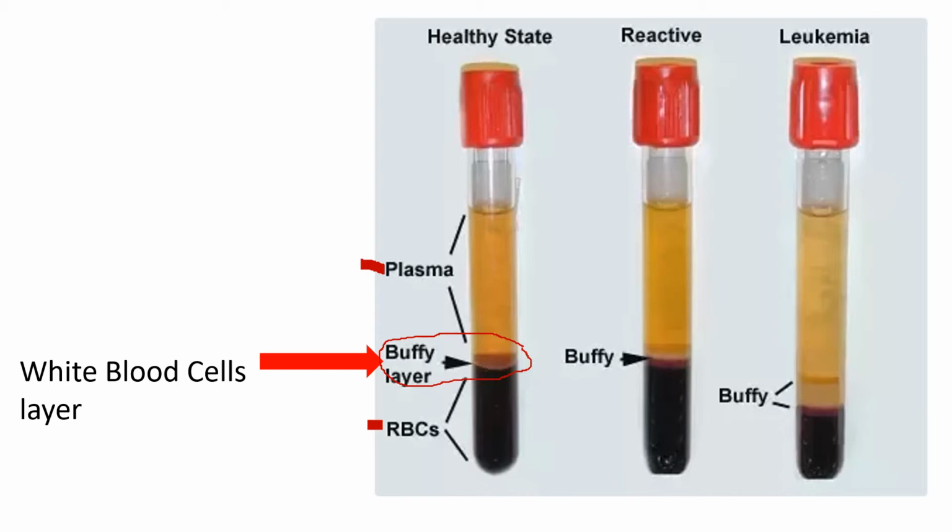I added this picture because you see you have a larger buffy coat of white blood cells. That's from a patient that has leukemia, which is cancer of the white blood cells. So they're producing an abnormally large number of white blood cells.